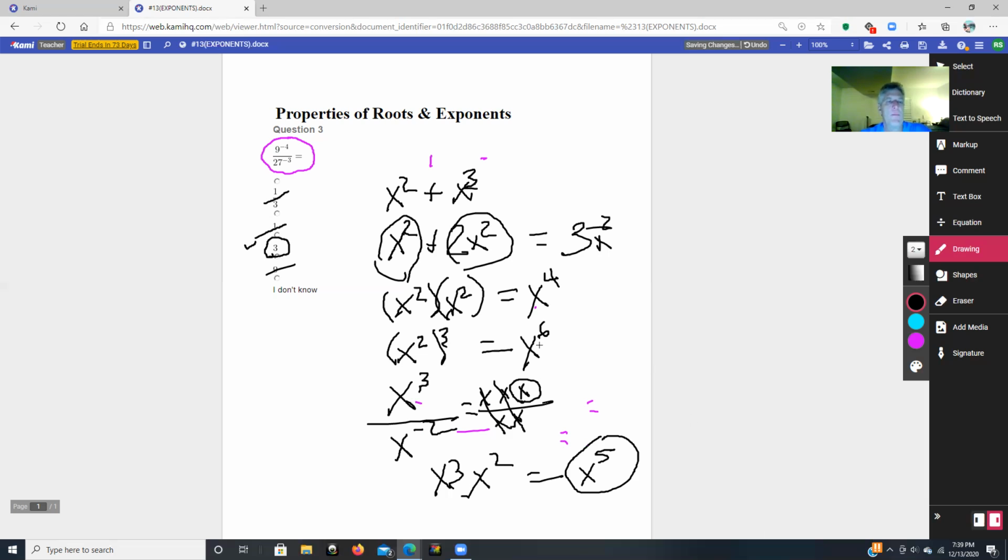So this problem was just an attempt to do some review of working with exponents. We have a few rules to remember, but if we remember those rules, working with exponents is not too bad.